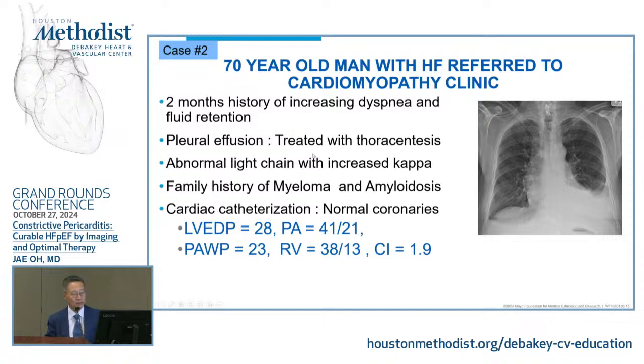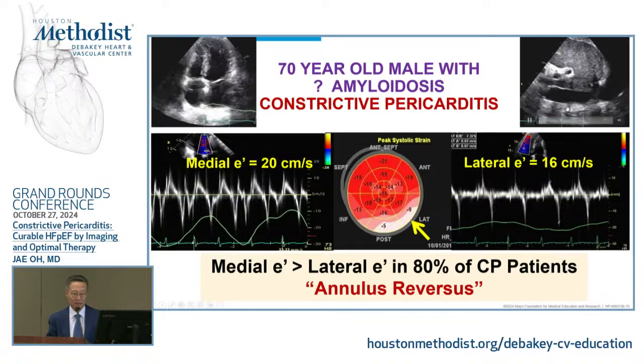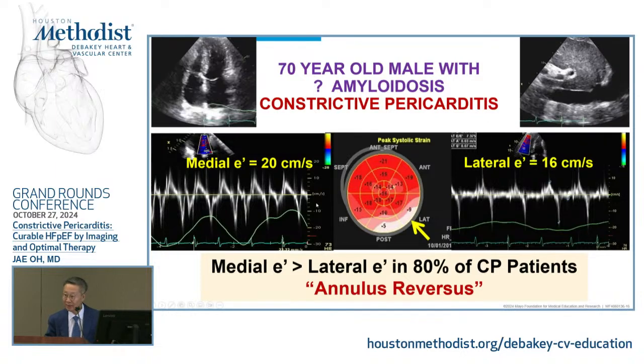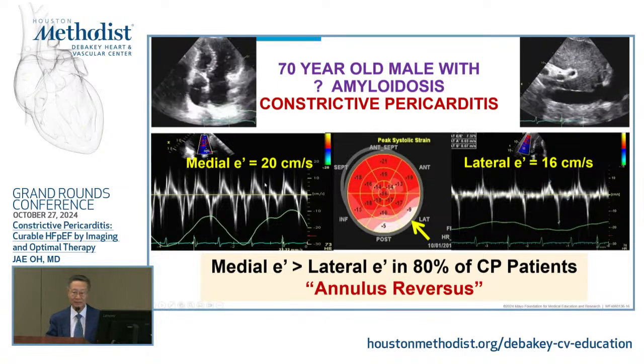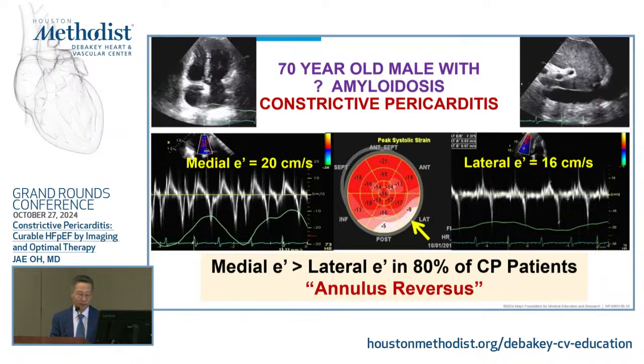He came to our cardiomyopathy clinic, but when you look at the echocardiogram, his IVC is plethoric, and the E prime velocity is 20 medial and the lateral is 16. And you cannot have myocardial disease. Symptomatic amyloid has an E prime velocity of a maximum of 5 or 6. You cannot have 20 with any myocardial disease, right?